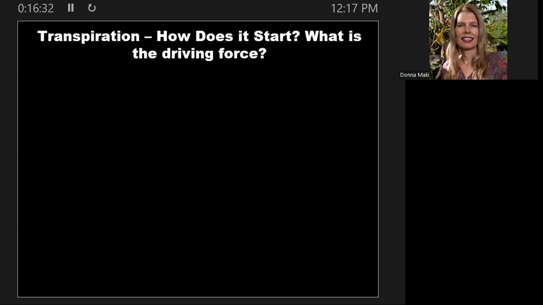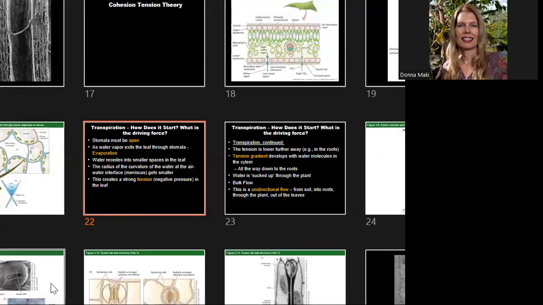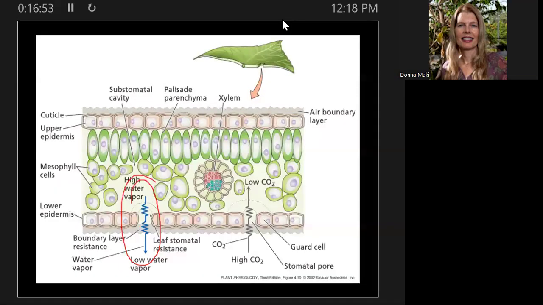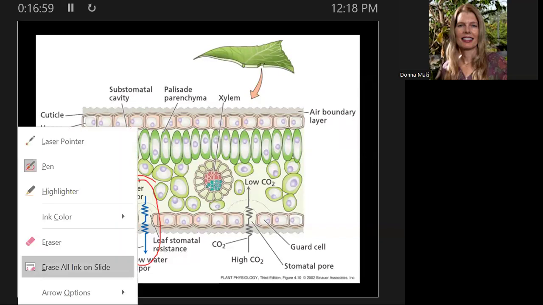Because they fairly quickly realized that in order for water to move through the plant body, you have to have the stomata open. Otherwise, it's not going to happen. So the stomata must be open in order for transpiration to kick off. So let's go back to that leaf picture. Okay, so here you're seeing the stomata open.